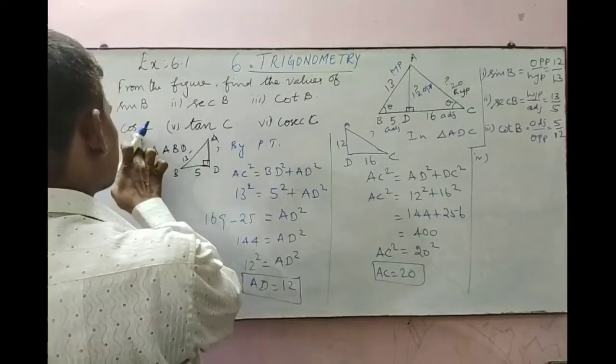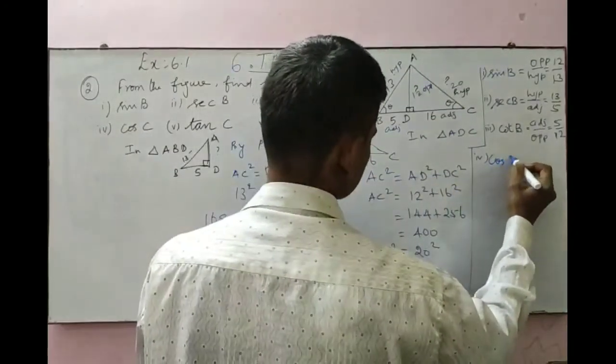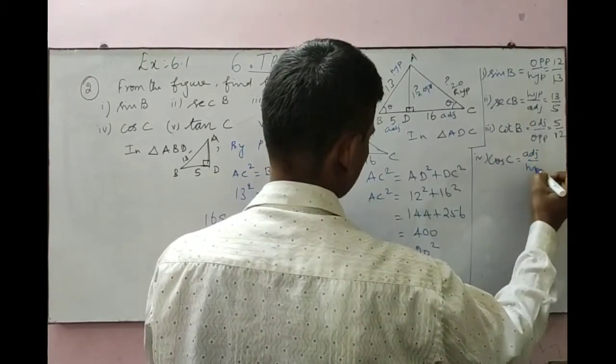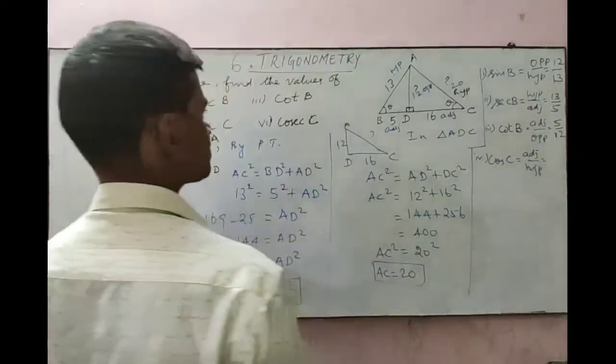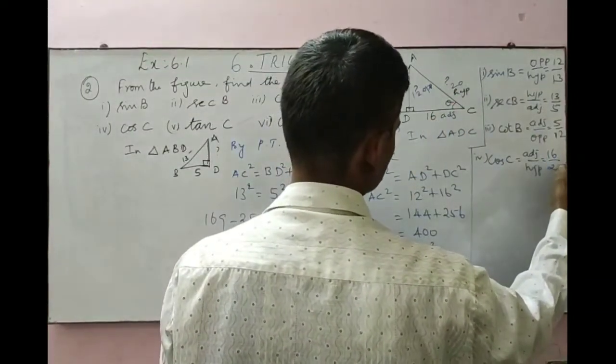Now we are going to find the value of cos C, tan C and cosecant C. Cos C. What is the formula for cos? Adjacent side by hypotenuse side. So what is the adjacent side here? 16 by 20.